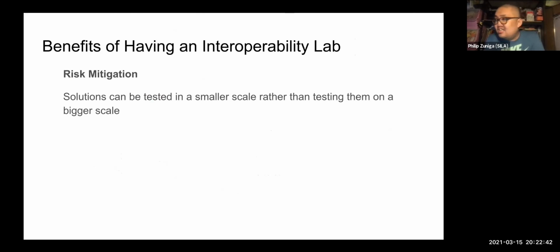So what are those benefits? Number one, it's risk mitigation. Solutions can be tested on a smaller scale rather than on a bigger scale. For example, you have an EMR and you want to deploy it nationally. Of course, that will be risky because that's a very huge project. So before testing something on a bigger scale, a lab can come in to test it in a laboratory setting. That's one benefit that we can get from an in-country interoperability lab.